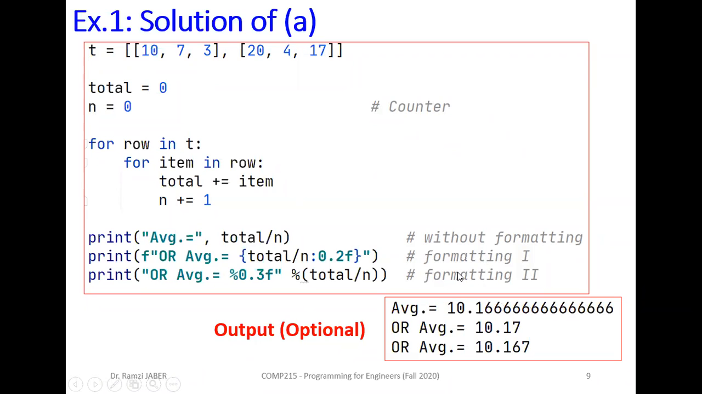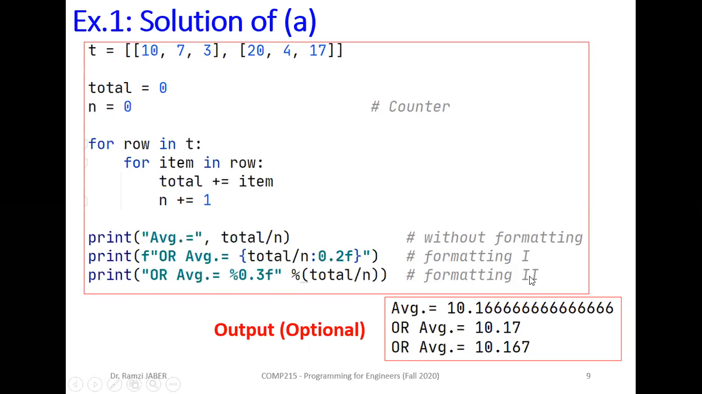10.166666. If we want to use formatting number 1, outside the quotation we put F, and inside the quotation we write average, or whatever you want, equal, between braces we put the variable. If we want to display only 2 decimals after the comma, it is optional, we put colon 0.2f. So it will give us 10.17.